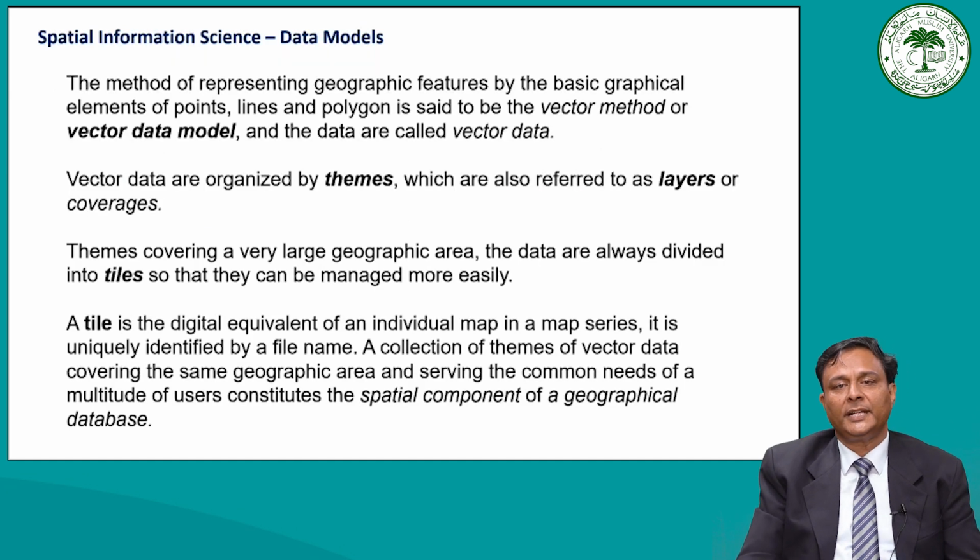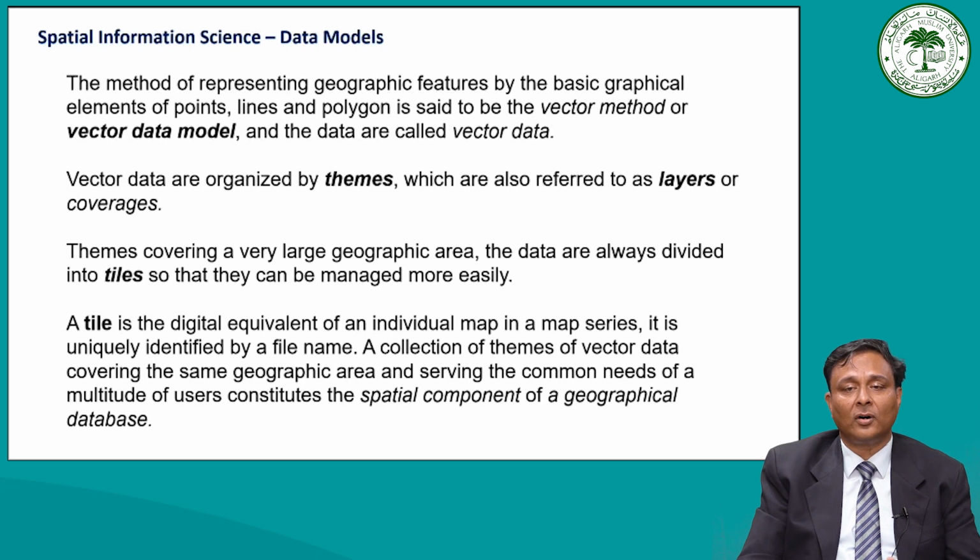The method of representing geographic features by the basic graphical elements of point, line and polygon is said to be the vector method or vector data model, and the data are called vector data. Related vector data are always organized by themes, which are also referred to as layers or coverages. Examples of themes can be soil, vegetation cover, land use, transportation, drainage, political boundaries, etc.